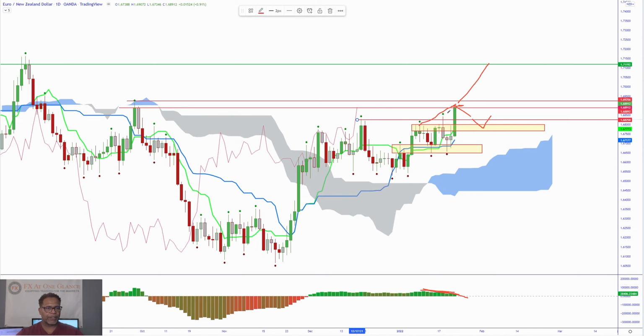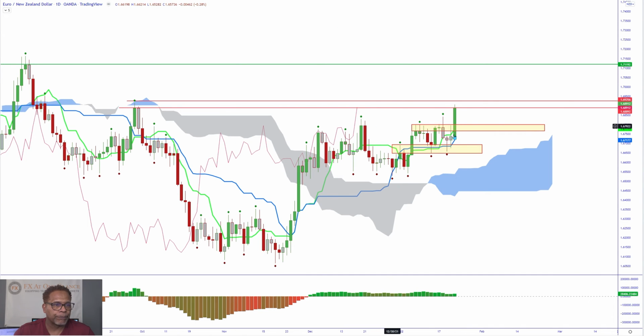Do not trade divergence. Just use divergence as an odds enhancer to enhance your trade or your possibility of getting into a trade. But do not trade the divergence, because it's not an entry signal. It's just an enhancement of your entry, something else to give you more clarity. All right, so that's what I see with the Euro New Zealand dollar.